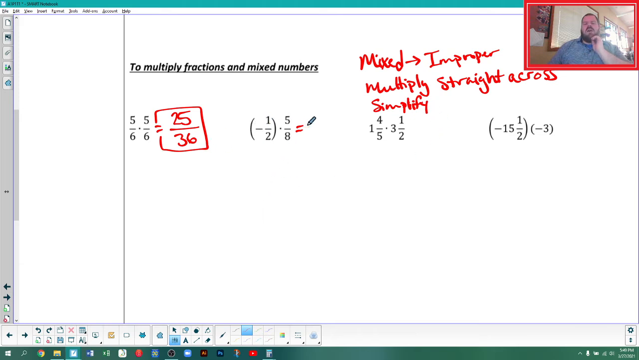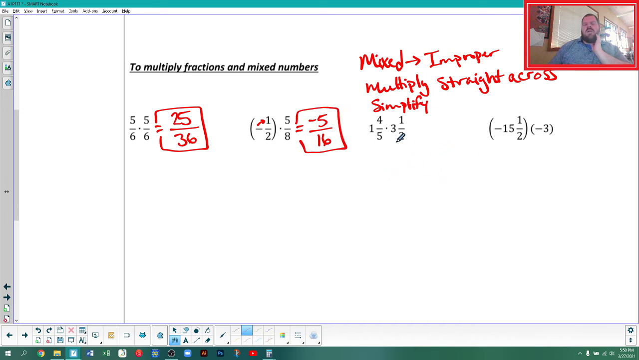This one here I have negative 1/2 times 5/8, so 1 times 5, and I always kind of tag this negative as part of the numerator, so I'm saying to myself negative 1 times 5 is negative 5. 2 times 8 is 16, and we're done.